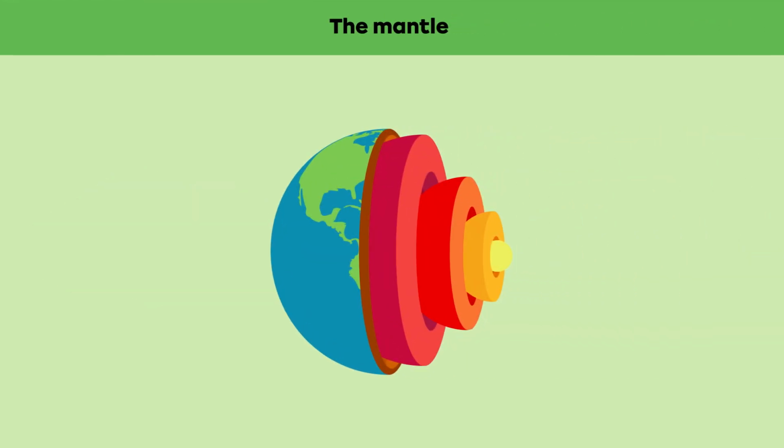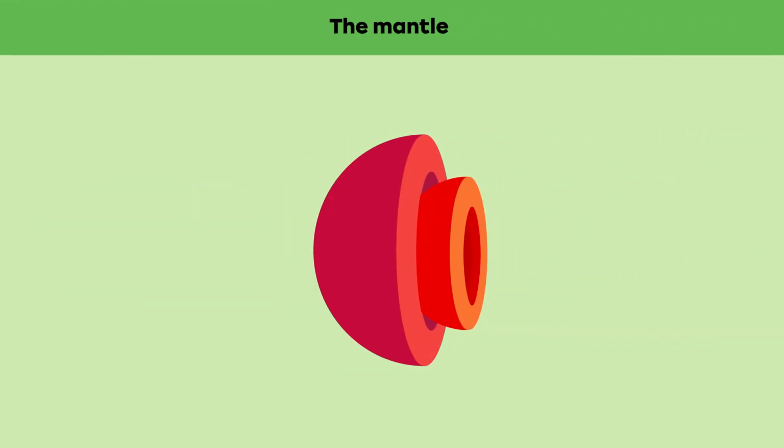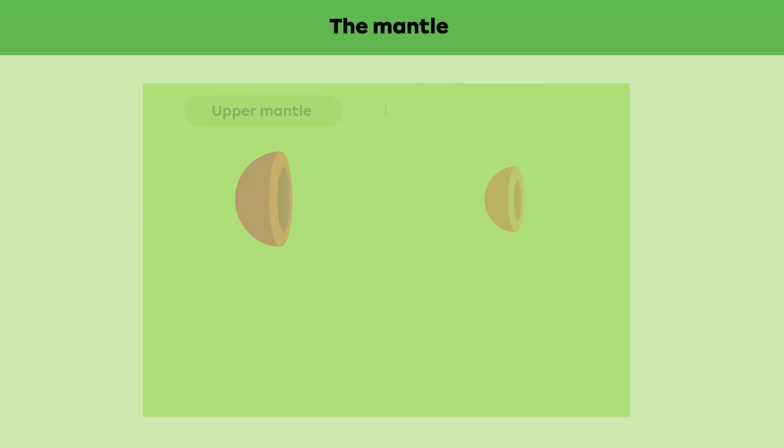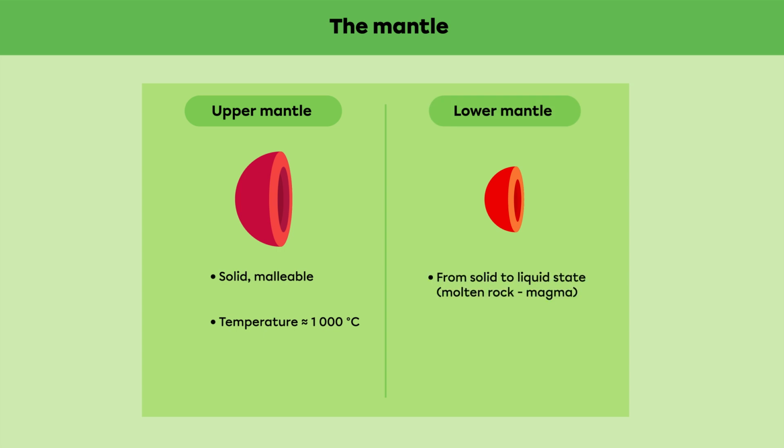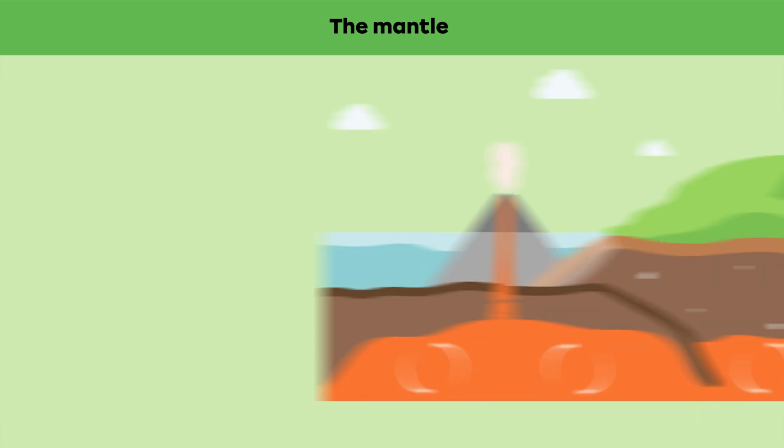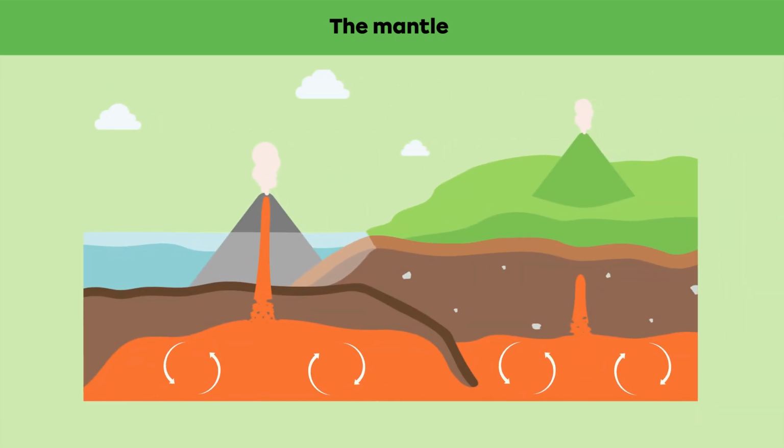The Earth's mantle is divided into two layers, the upper mantle and the lower mantle. These two layers are composed of rocks with different textures. The upper mantle is composed of solid but malleable rock at a temperature of about 1,000 degrees Celsius. The lower mantle is composed of molten rock called magma. Its temperature can reach 3,700 degrees Celsius. Temperature variations in the mantle cause the rocks and the tectonic plates on the surface of the mantle to move.